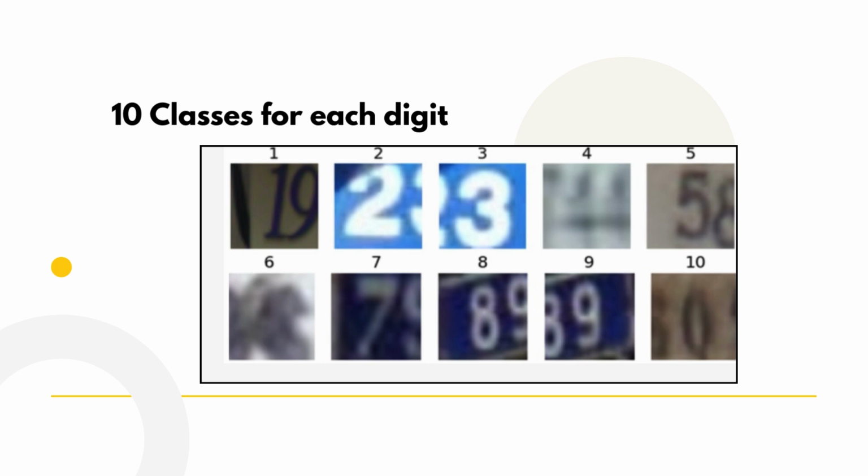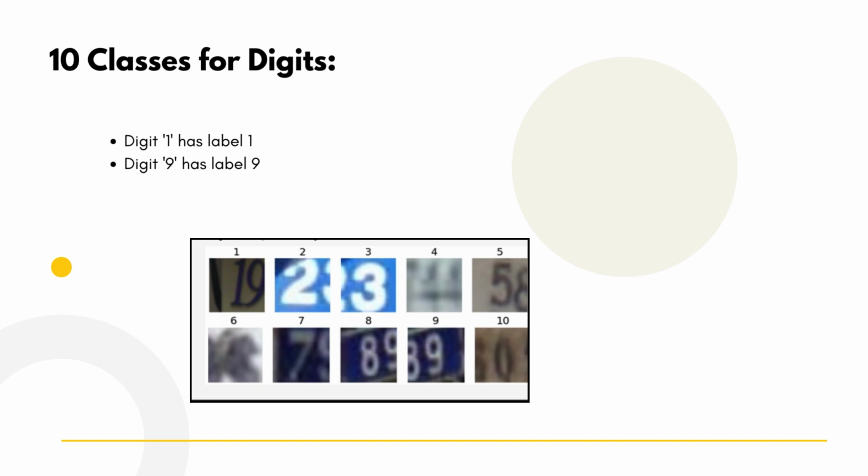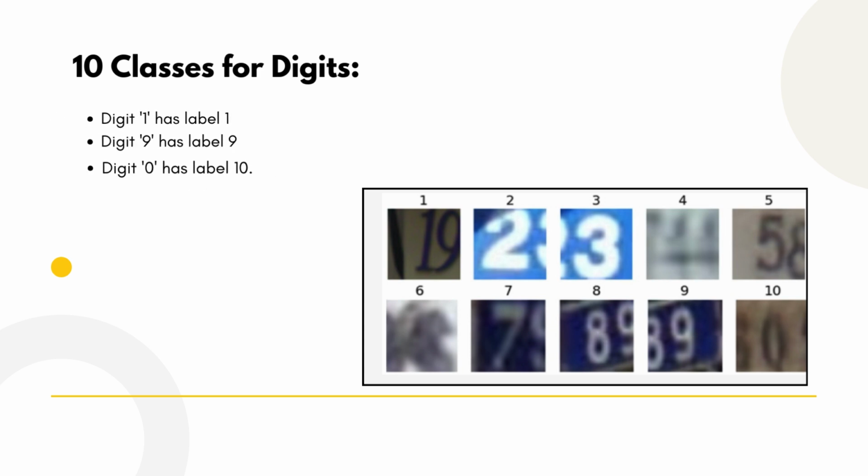The dataset has 10 classes, one for each digit. For example, the digit 1 is labeled as 1 and the digit 9 is labeled as 9. Interestingly, the digit 0 is given a label of 10. This unique labeling ensures each digit is distinctly identified during the training and testing processes.